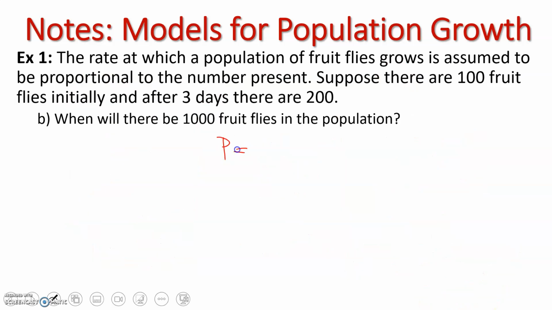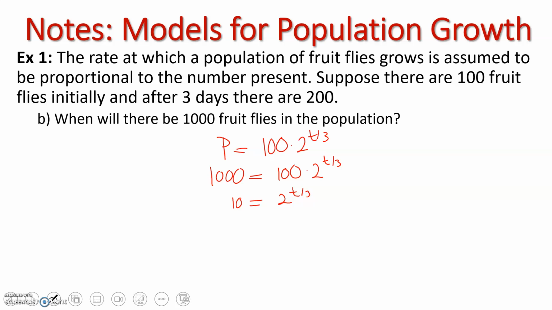So note, we know P is 100 times 2 to the power of t over 3, and we would like this population to be 1,000. So 1,000 equals 100 times 2 to the power of t over 3. Divide both sides by 100. We get 10 equals 2 to the power of t over 3.